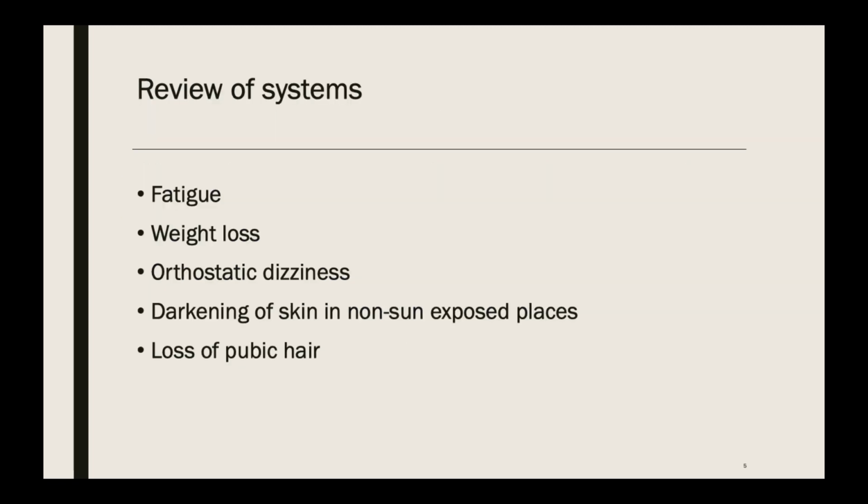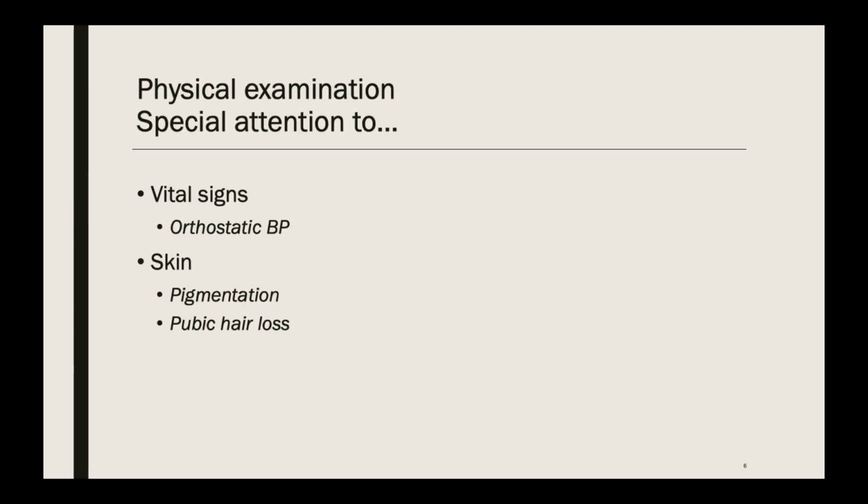When you do your review of systems, she tells you that not only is she fatigued and have weight loss, but she also gets dizzy when she stands up. We would call that orthostatic dizziness. And she's also noticed that her skin is darkened in areas that are not exposed to the sun. Lastly, she's noticed a loss of body hair, including pubic hair. So, on physical examination, you pay special attention to follow up on some of her complaints. You take her blood pressure standing up to see if in fact she does have a drop in blood pressure, that's orthostatic hypotension. And you look at her skin to see if there's increased pigmentation and there's pubic hair loss.